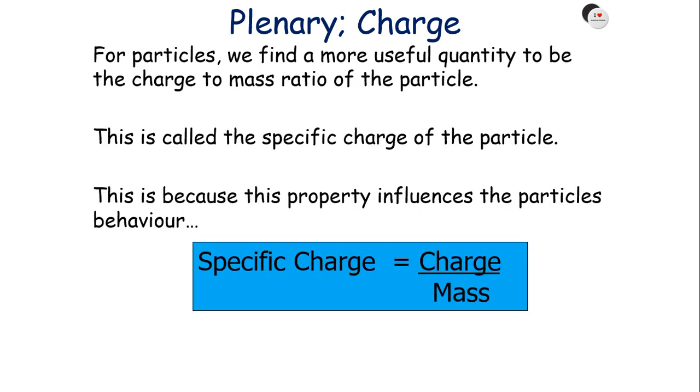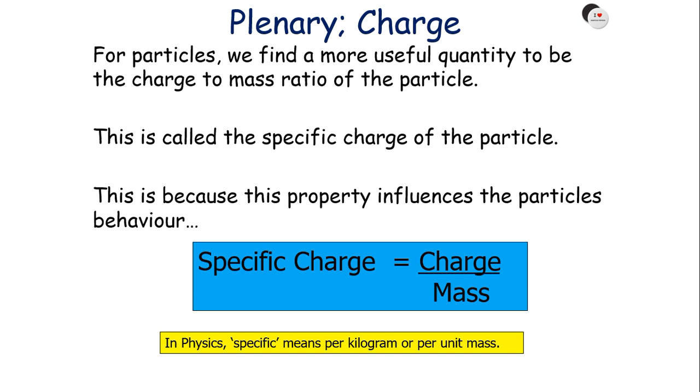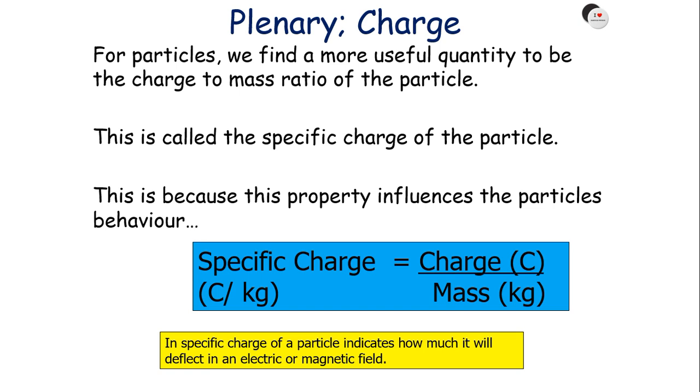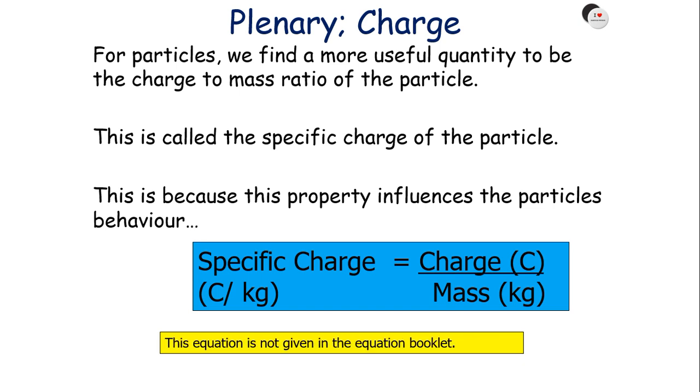Now, to work out the specific charge of a particle, its specific charge equals charge divided by mass, because specific means per kilogram or per unit mass. Whilst our unit of charge is coulombs and our unit of mass is kilograms, the unit of specific charge is coulombs per kilogram. This indicates how much the particle will deflect in an electrical or magnetic field. Like we said before, the larger the specific charge, the greater the deflection.